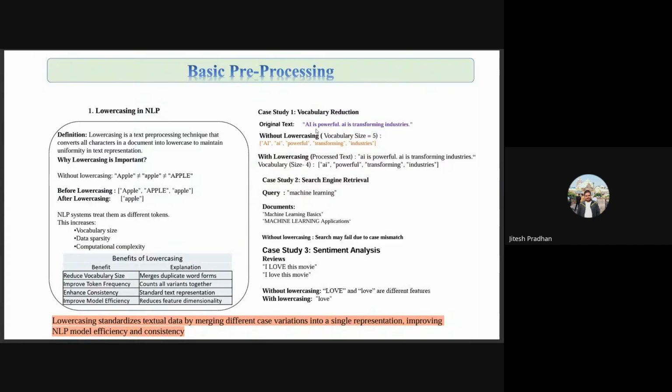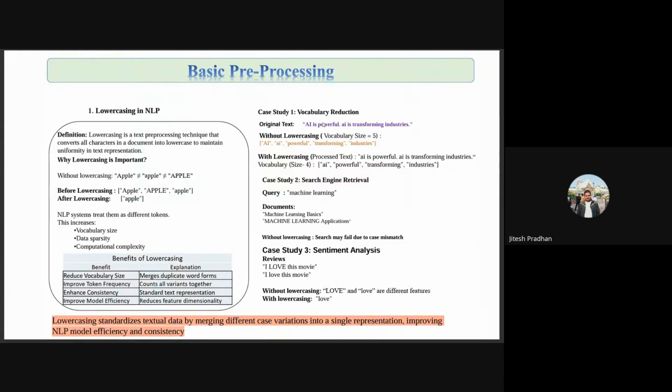Stop words are those words which have very high frequency. The thing that occurs very frequently conveys the least information, so it won't carry much information. That's why we will drop each of them. We are considering unique words only. So AI, small AI, powerful, transforming, industry. These are my vocabularies. Vocabulary is basically all the unique words present in your sentences.